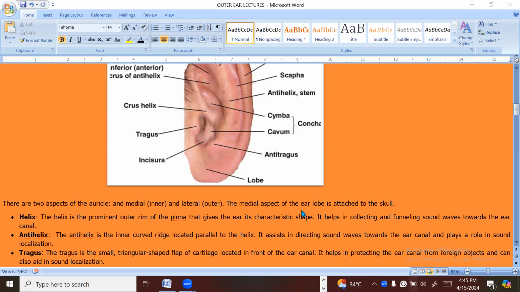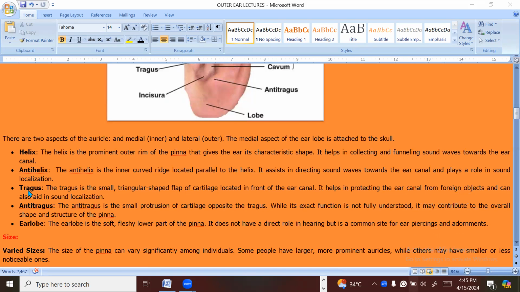The medial aspect of the ear is attached to the skull. That is, the part nearest to the skull, where the pinna is attached to the skull, is known as the medial aspect, whereas the ear flap you are seeing is known as the lateral part of the ear, or the outer pinna.